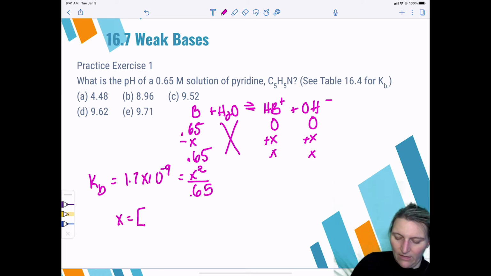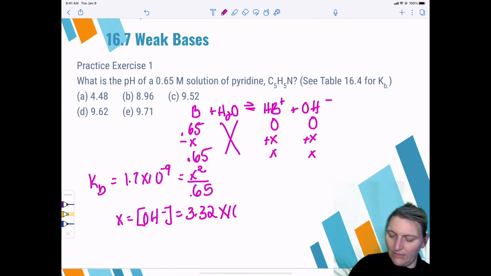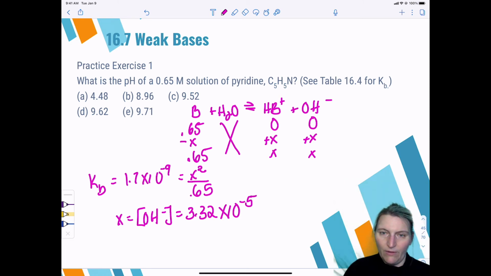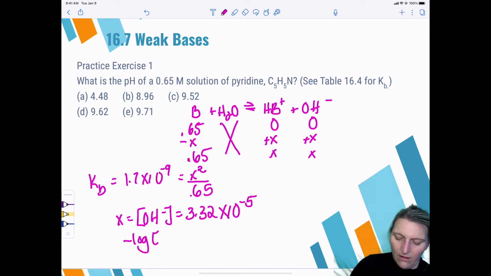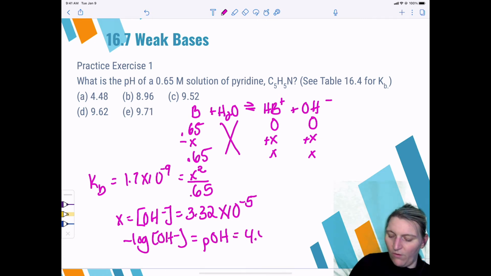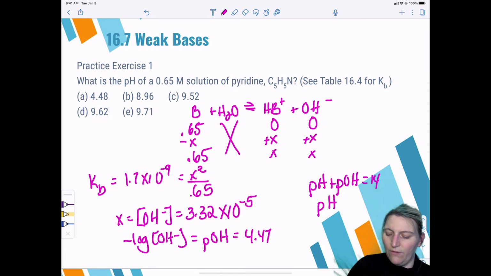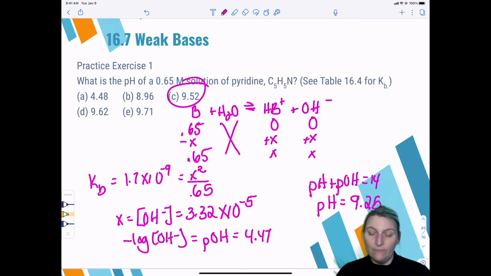Solve for X. Again, what is X actually the concentration of? It's the concentration of OH minus. And I get 3.32 times 10 to the negative 5. Okay, the question is asking me for pH. So if I take the negative log of the OH minus, right, I'm going to get the pOH. And what does that equal? 4.47. And then remember that pH plus pOH has to equal 14. So therefore the pH must be 9.52, which is answer choice C.